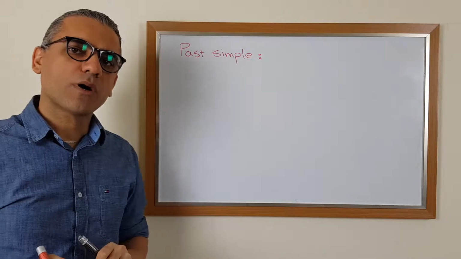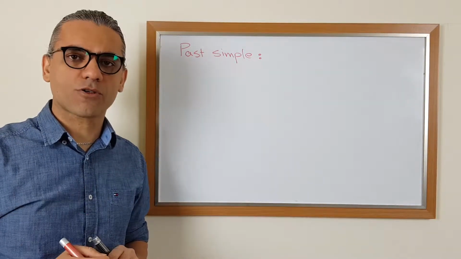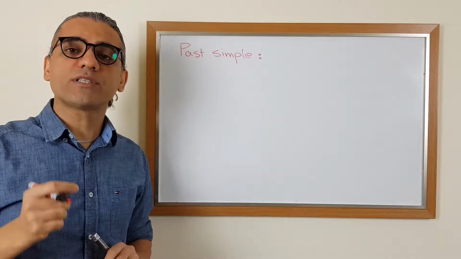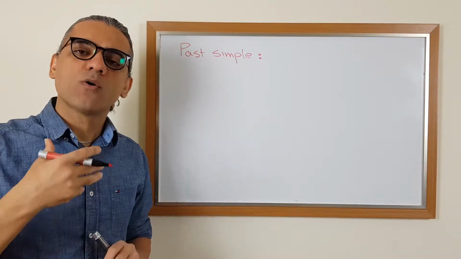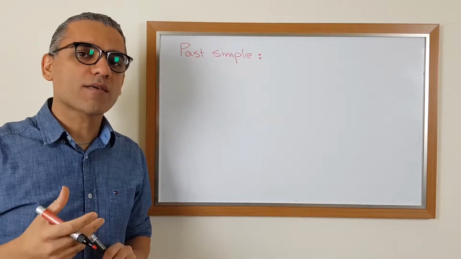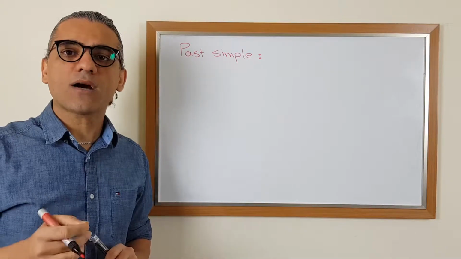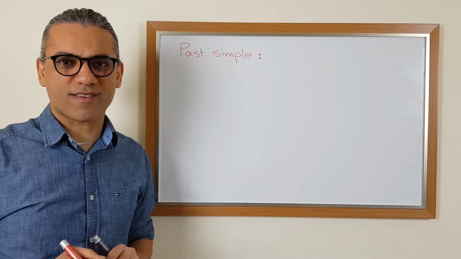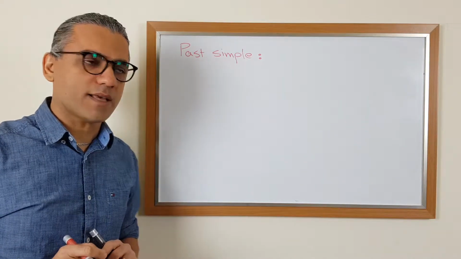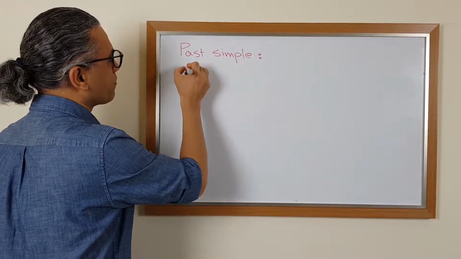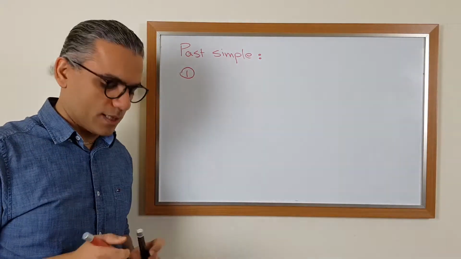When we talk about past simple, we are talking about two things. What is the function of past simple? And what is the form of a past simple sentence? It means, why do we use a past simple tense or a past simple sentence? And how do we make a sentence with past simple? Now, let's take a look at the functions of a past simple sentence first. Past simple tense has three functions in English.